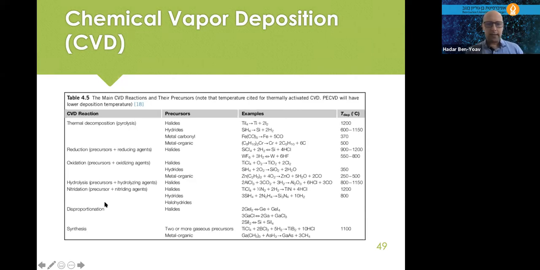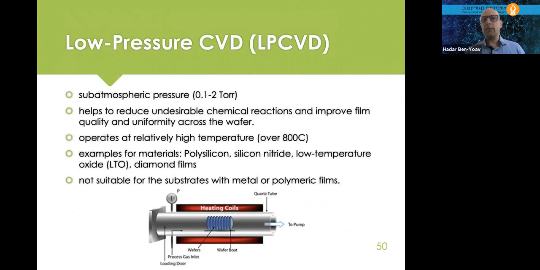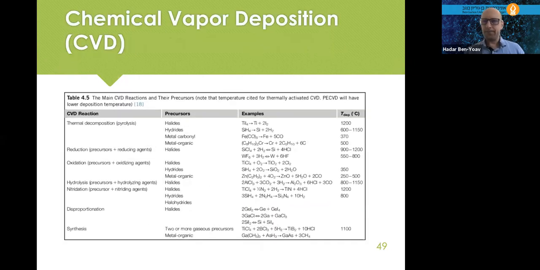Or we can use other options, like two or more gases that cause the reaction and, for example, produce gallium arsenide, another type of semiconductor, on the surface of our substrate. So it's a chemical reaction and not a physical one. It depends on the precursors, or the gases, that we introduce to the wafers in the furnace. Any questions so far on chemical vapor deposition? Okay, thanks.